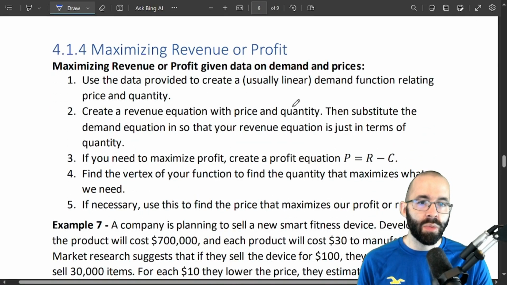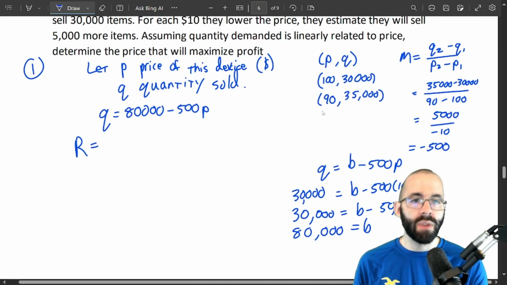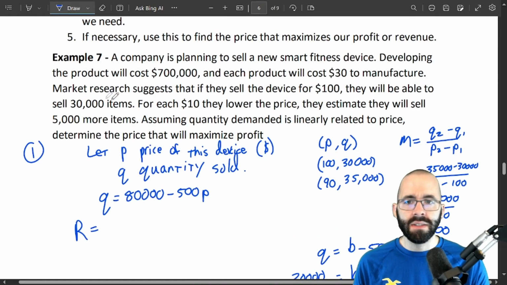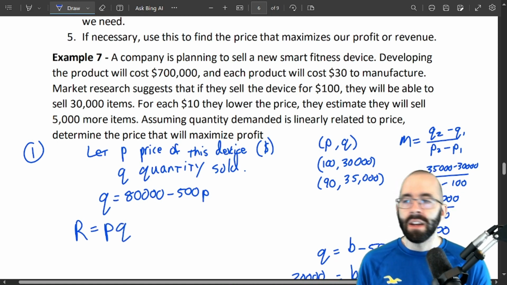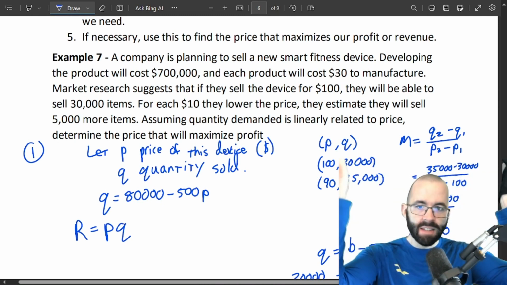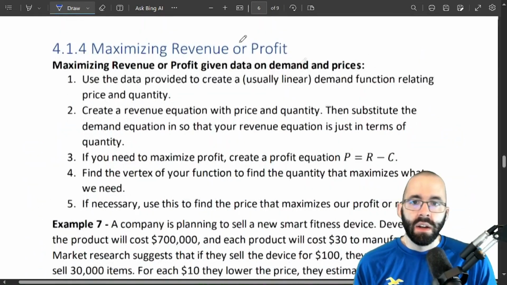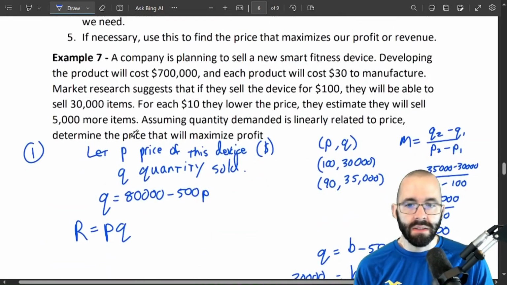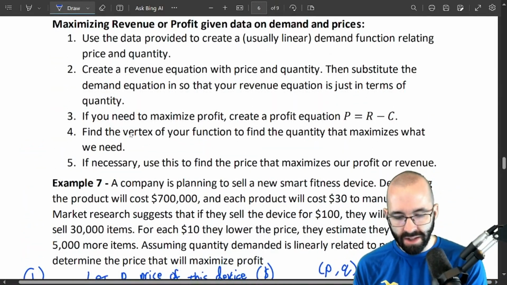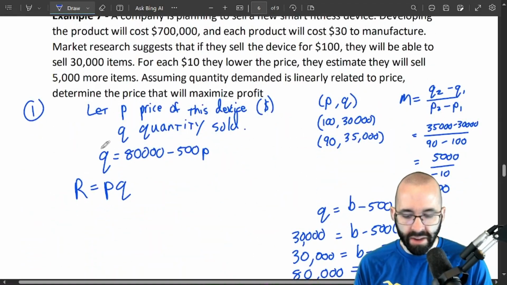Create a revenue equation with price and quantity. What's the relationship between price and quantity for revenue? Well, it doesn't say anything special about revenue. Revenue is just price times how many we're selling. We sell 5 devices for $7, that's $35 revenue. Revenue is how much we're taking in. Then substitute the demand equation, so your revenue equation is just in terms of one variable. It doesn't matter that we're getting rid of quantity.